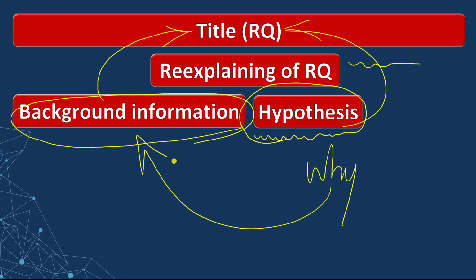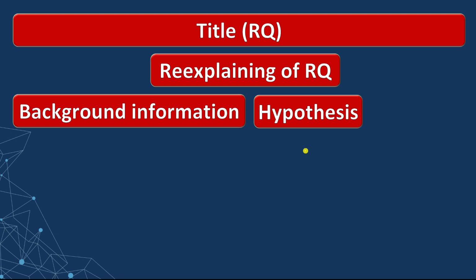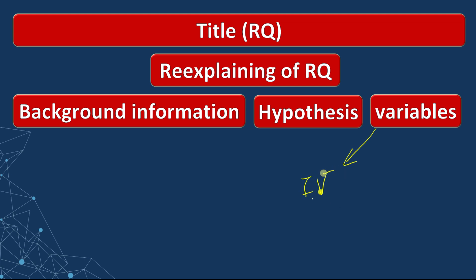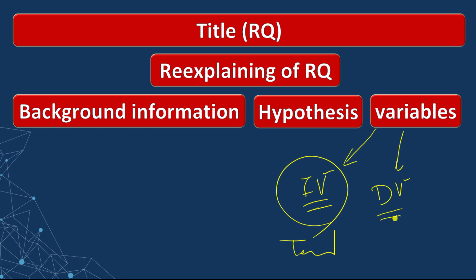So in the hypothesis, you will make an educated guess. Then you will have your variables. Variables are of three types. First is the independent variable, the variable you change manually, and then the dependent variable, which changes according to the change of the independent variable. Like the independent variable could be your temperature, and the dependent variable could be the bacterial growth, okay?